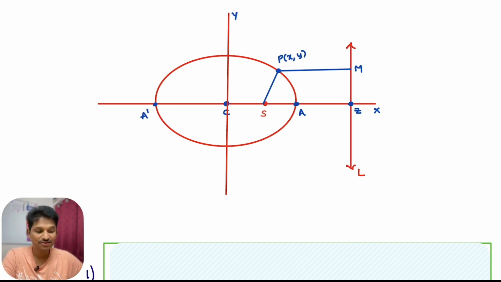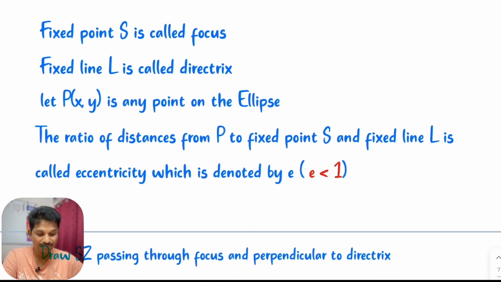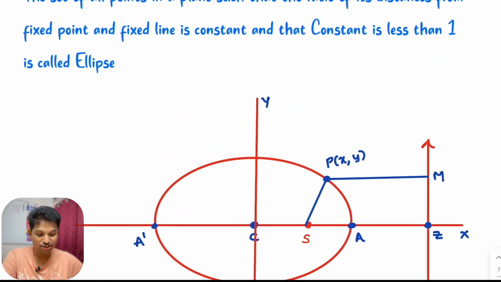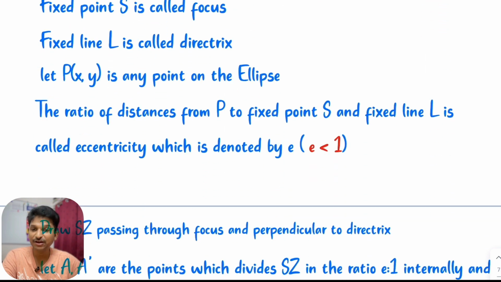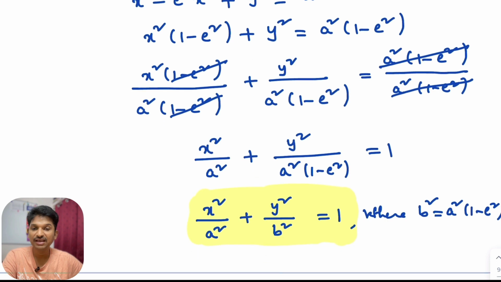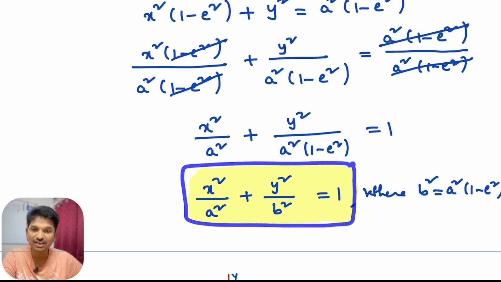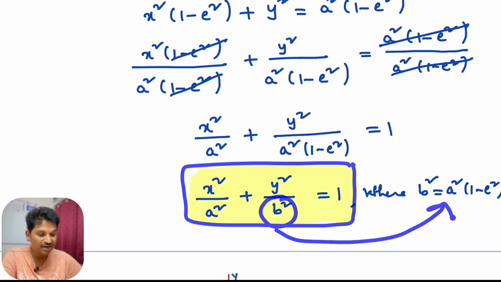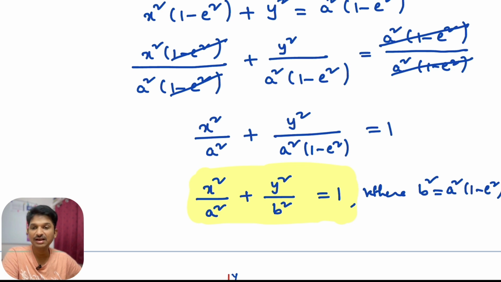In last class, we learned the definition of ellipse and its derivation. You see, this is the definition of ellipse, and we derived its equation. What we came to know at the end is that x square divided by a square plus y square divided by b square equal to 1 is the equation of ellipse. In this, what is b square? b square is a square into 1 minus e square. This is what we learned in last class.